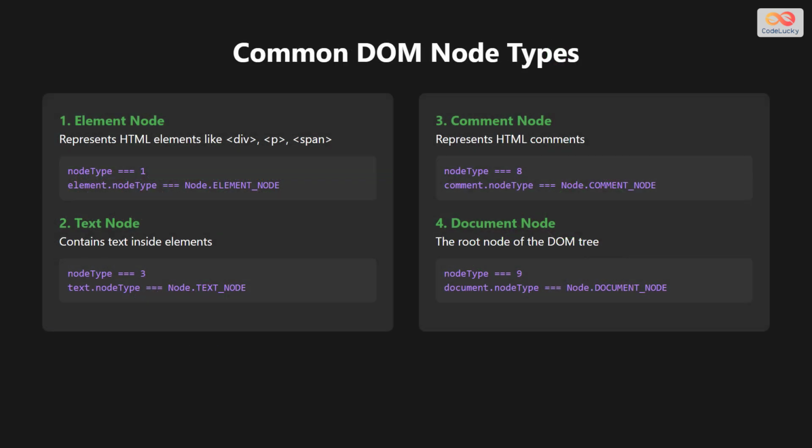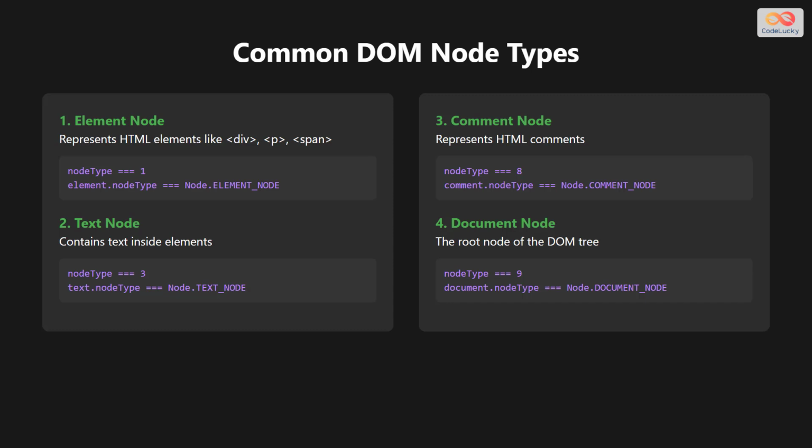There are several types of DOM nodes. The first is an element node, which represents HTML elements like div, p, or span tags. The node type for an element node is 1, which can also be accessed using the Node.ELEMENT_NODE property. Next is the text node, which contains the text inside the elements. The node type for a text node is 3, and can be accessed using the Node.TEXT_NODE property.